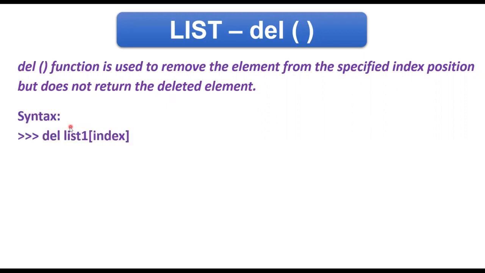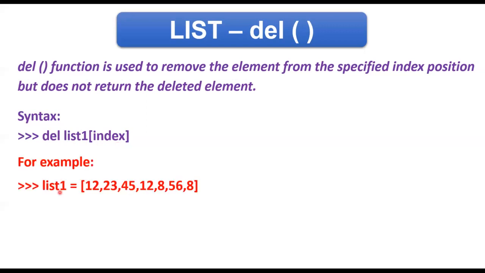So let us understand what is the syntax of it. del list1[index]. That means del is the keyword of the function, and then list1 is a variable name containing a list of elements, and inside the square brackets we are going to pass the index location from where I want to remove an element.